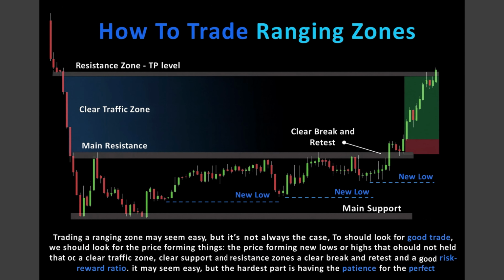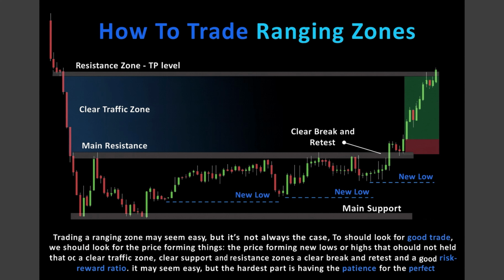After understanding how market structure shifts from bearish to bullish, the next important concept to grasp is how to trade within ranging zones, areas where price is not strongly trending in either direction. In this part of the chart, we can clearly see that the market enters a phase of consolidation between two major levels, the main resistance zone at the top and the main support zone at the bottom.